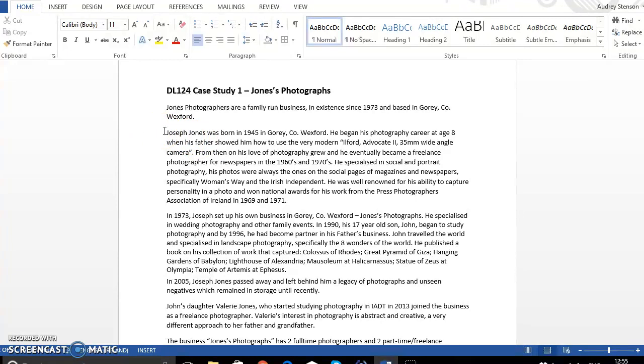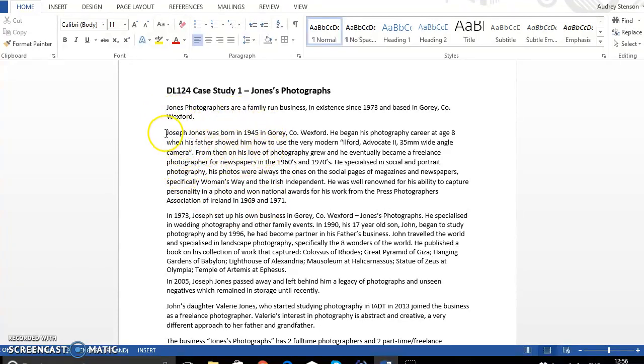From then on, his love of photography grew, and he eventually became a freelance photographer for newspapers in the 1960s and 70s. He specialized in social and portrait photography. His photos were always the ones in the social pages of magazines and newspapers, specifically Woman's Way and the Irish Independent. He was well renowned for his ability to capture personality in a photo and won national awards for his work from the Press Photographers Association of Ireland in 1969 and 1971. Okay, so straight away we have a lot of background information about the company itself.